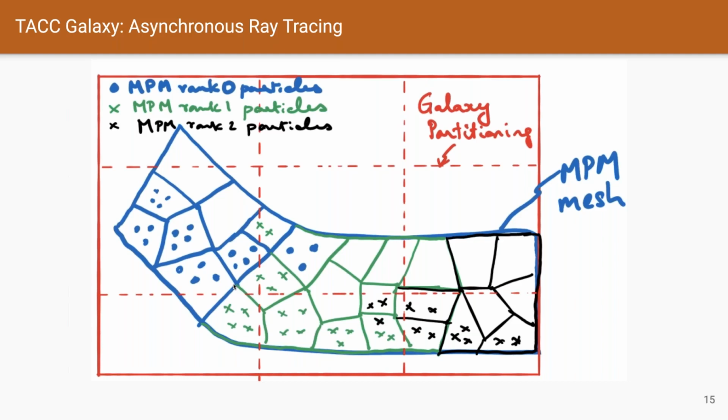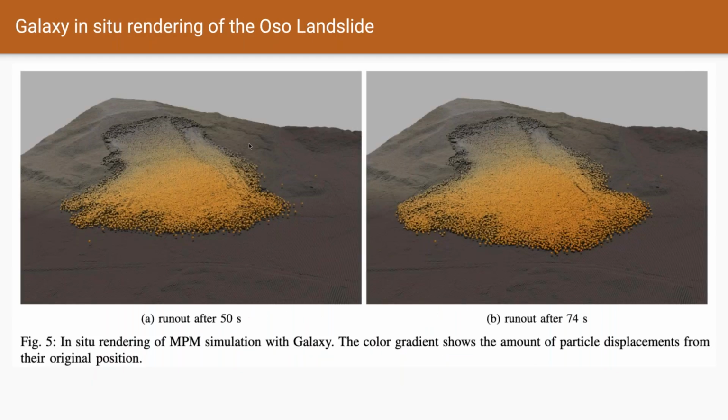And Galaxy is our ray tracing engine, which allows us to do these interesting visualizations. So we had to be able to communicate between the MPM simulations and the Galaxy ray tracing. We used an end-to-end communication system that allows us to send and receive particles through the Galaxy raycasting tool. So this is our first rendering.